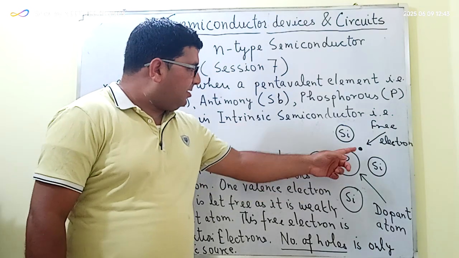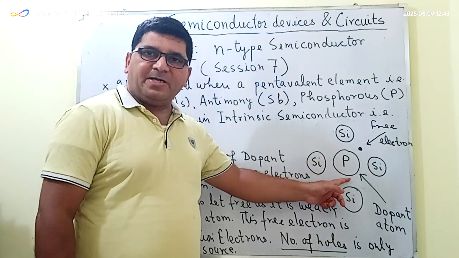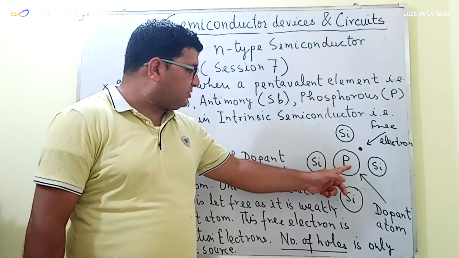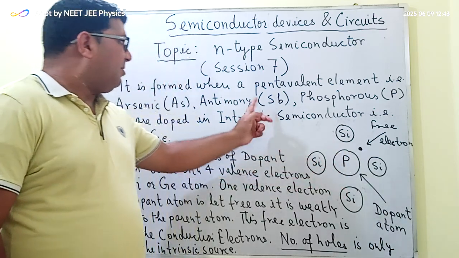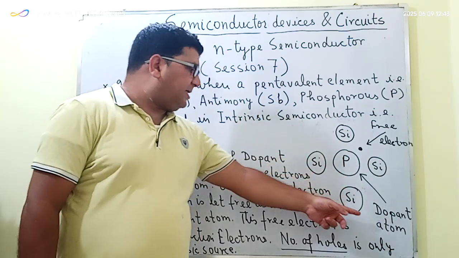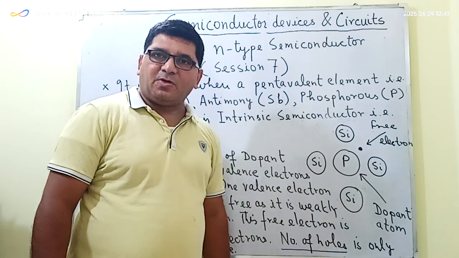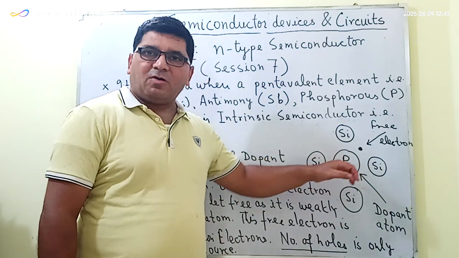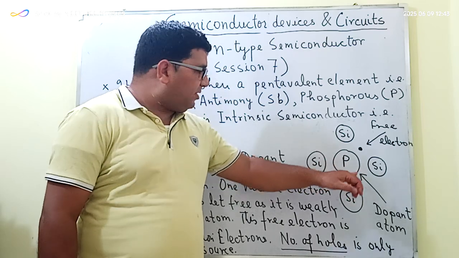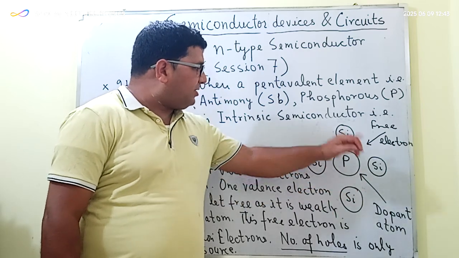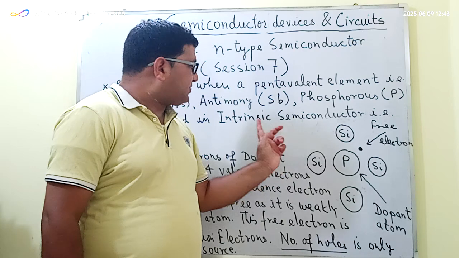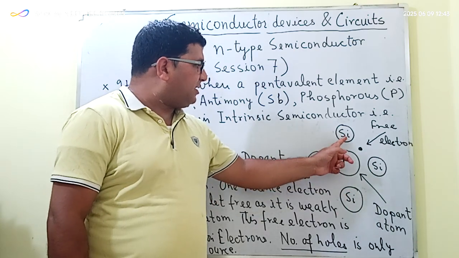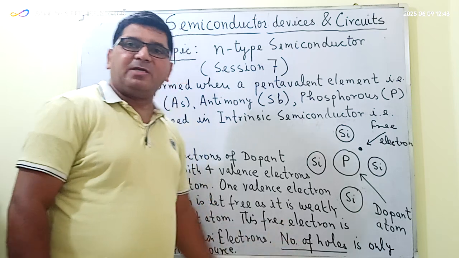And how is it formed? Here this is a pentavalent dopant atom. I have taken it as a phosphorus atom. This is also called the impurity. This dopant atom or impurity is surrounded by the extrinsic semiconductor atoms, in this case silicon. It can be germanium also.